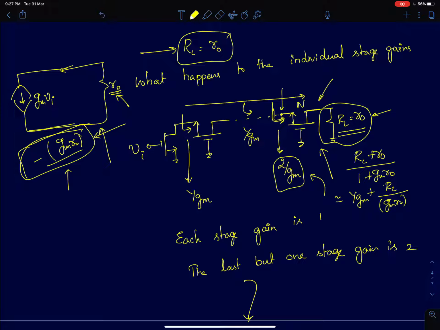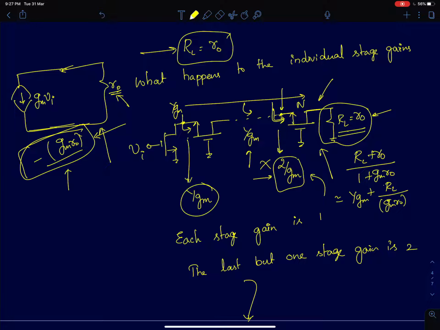Now for the first stage, I'm just coming from the nth stage. At the source terminal of the nth stage, it's 2 by gm. At the n minus 1th stage, this will not matter because it's smaller than R naught. So the input resistance will simply be 1 by gm, and so on and so on. At every stage after that, we'll simply have a resistance of 1 by gm.